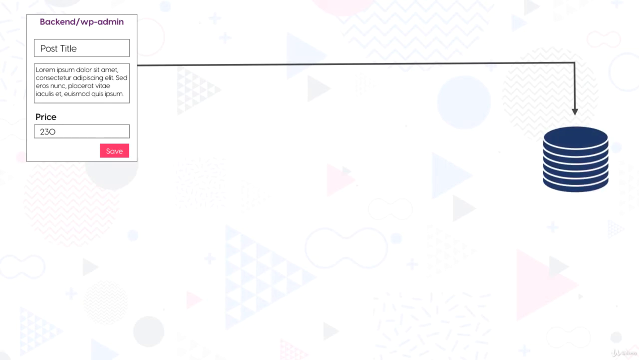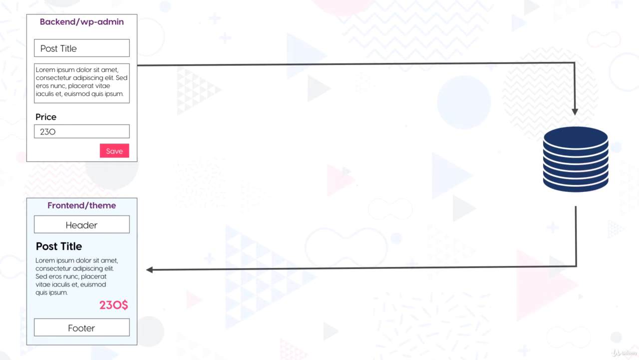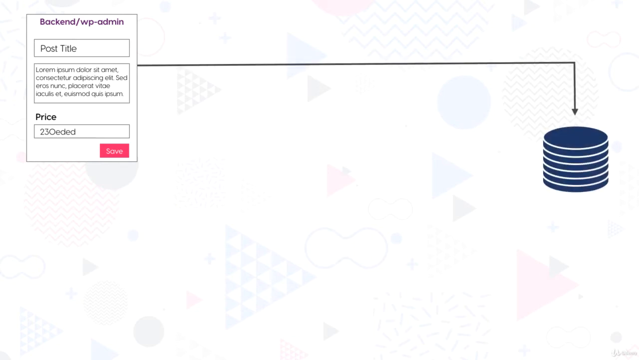Now imagine this is the front end of our website, which our theme is responsible for. And we now want to display the data that we just saved. So we request the data from the database. And we just display the data somewhere in the theme, right? So sounds easy. But what if now the user entered something that is not a number? The value will be saved to the database, and that's what will be displayed in the front end.